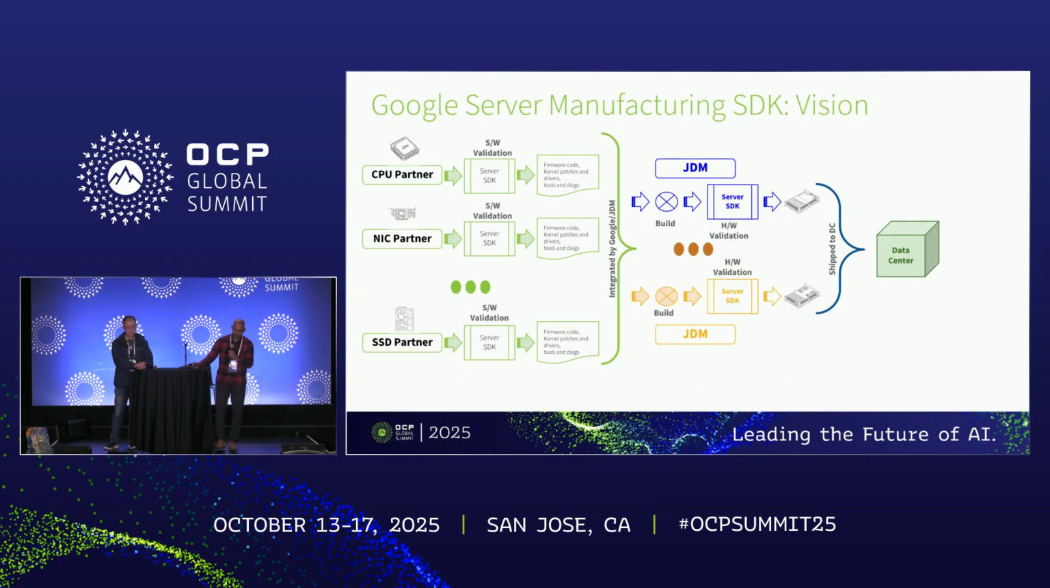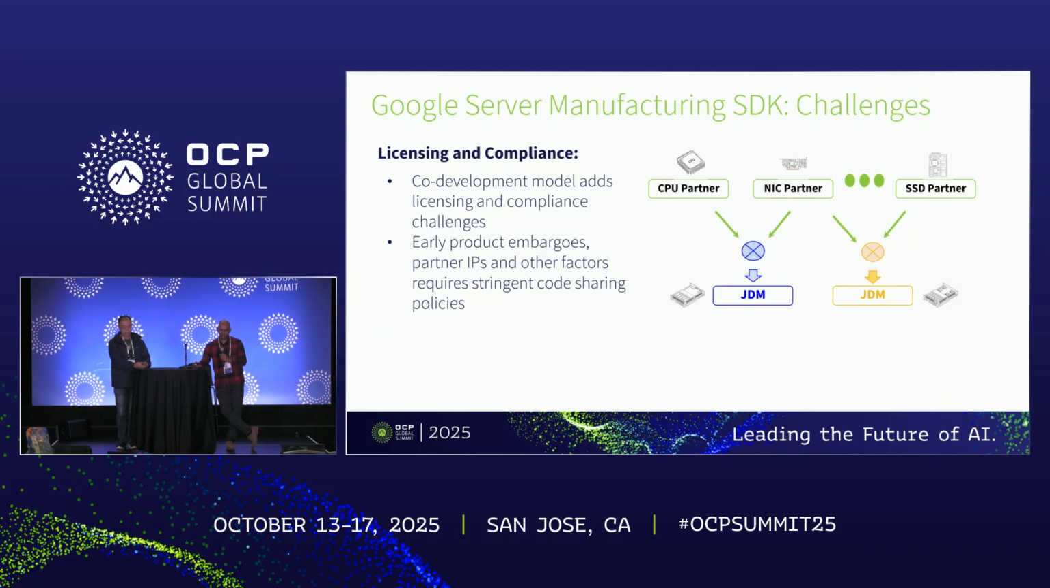So the way it works is basically we have our server SDK, we work with the CPU partner, NIC partner, and the SSDs. They validate based on this SDK. And with the tools and DIAX, we commonly develop. And then we share those with our JDMs who actually build the system. And then it's an L6, L10 process. They validate those with the manufacturing. Then they will land the system in our data center, right? So this is the overall vision. Everybody has the same stack. So if there is a problem, we can use the same software stack, DIAX, and work with relevant partners to solve the problems. But there are some challenges, right?